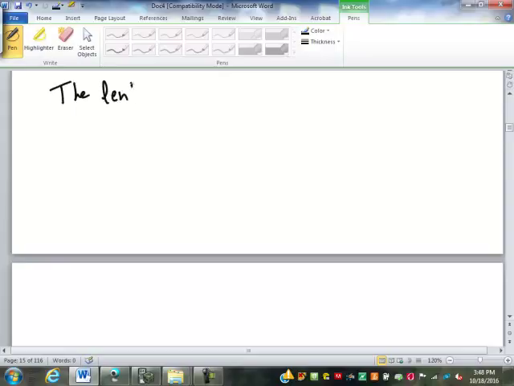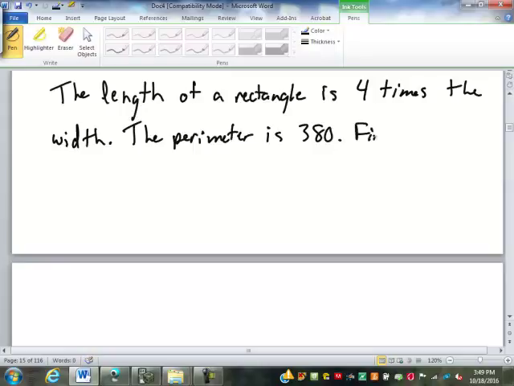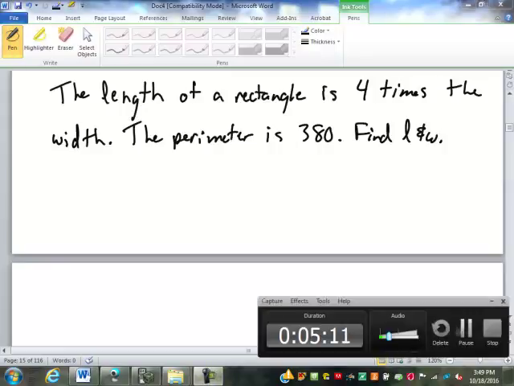like the length. Can't even come close to spelling that, right? The length of a rectangle is 4 times the width. The perimeter is 380. Find the length and width. I'll give you guys a second to try that one in your notes and see how you do. And we'll come back in a minute.